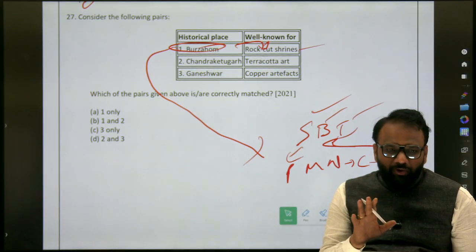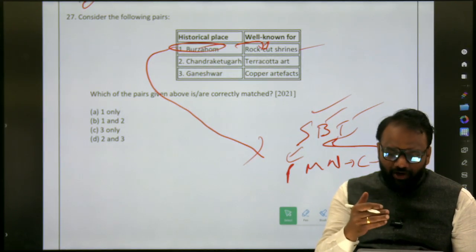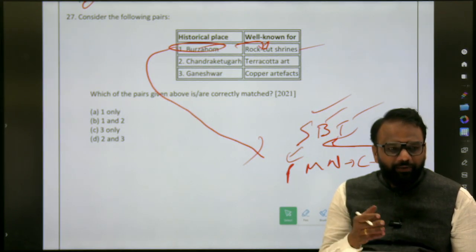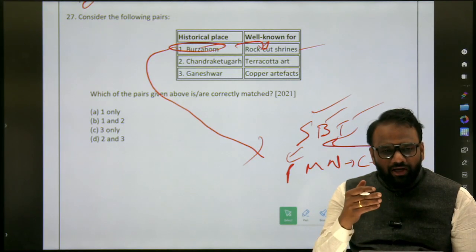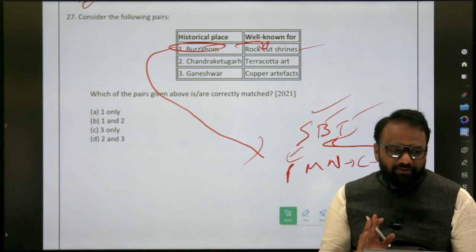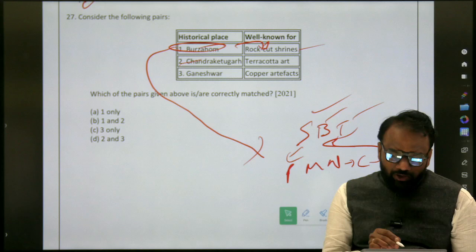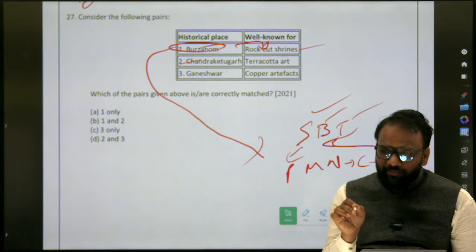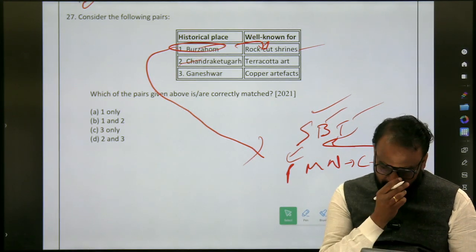Previous year, what we have done is I asked the students to prepare all the Neolithic sites. So now it may take time, but I'll urge you to at least memorize a few of the Neolithic sites. Next, Chandraketugar is also there somewhere in that list.